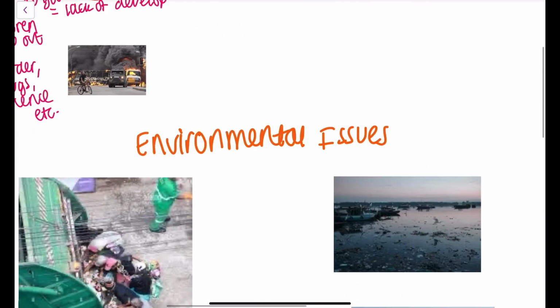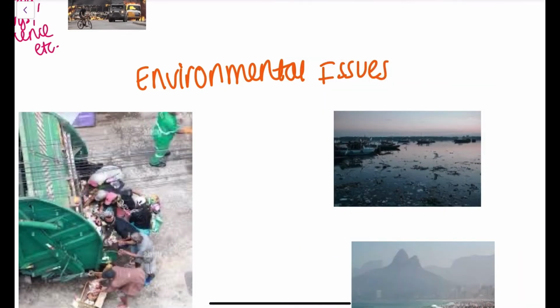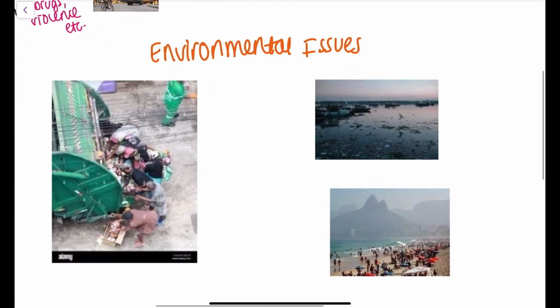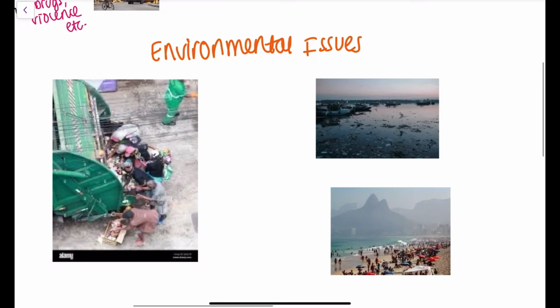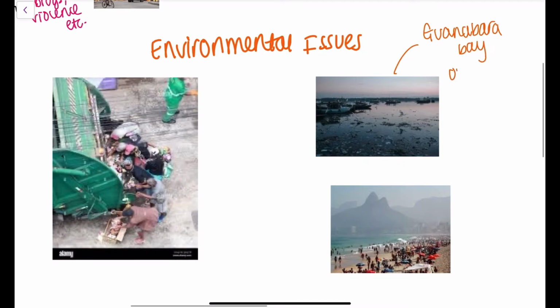Now, moving on to the environmental issues, and we can split this into air pollution, water pollution, and waste pollution. Now, we're first going to look at water pollution. Now, this here is Guanabara Bay, and Guanabara Bay is highly polluted, which causes major threats to wildlife. Mainly polluted from the open sewers in the favelas, but also about 50 tonnes of industrial waste enters the bay each day.